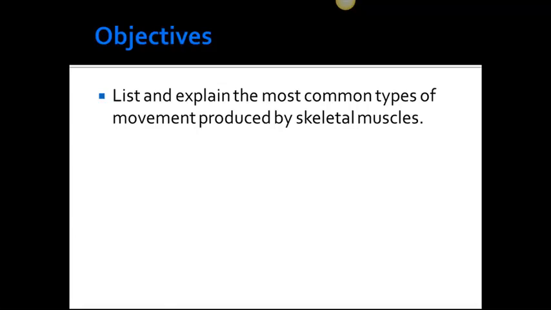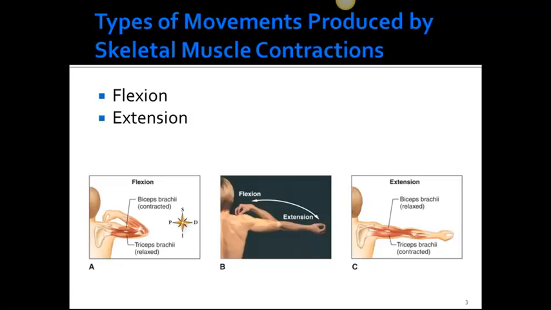Muscle Movements Lecture. The objectives for this lecture are to list and explain the most common types of movement produced by skeletal muscles. First movements we're going to talk about are flexion and extension. Flexion is the movement that decreases the angle between two bones at their joint.